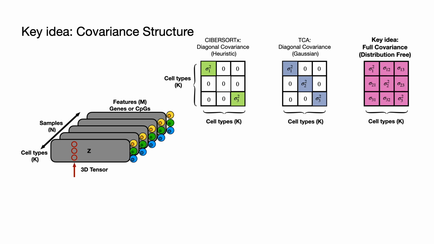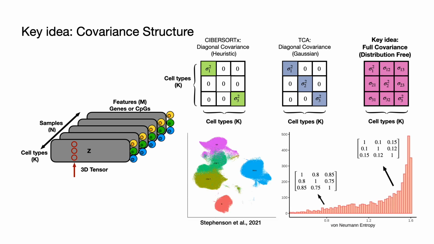For our newly proposed framework, there are two key innovations. The first one is that we're actually modeling the entire full variance covariance matrix. And the second one is that we're not restricting this to any specific distribution, so it should be applicable to any distribution and thus any omic type. And all of this is partially inspired by single cell technology.